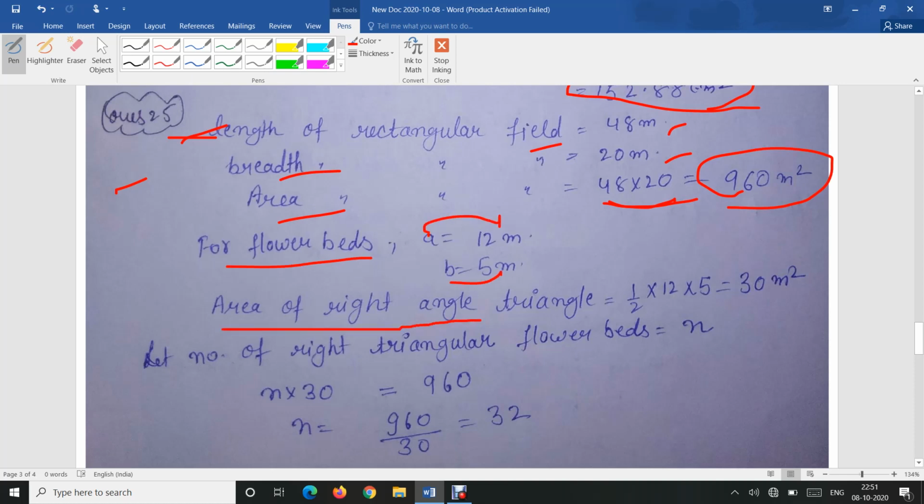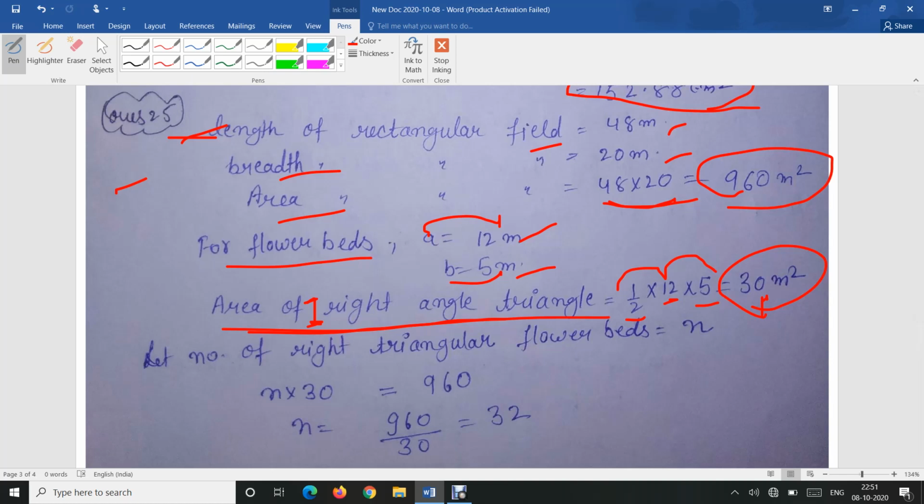You can apply the formula for the area of a right angle triangle, which is equal to half multiplied by A multiplied by B. So it will be half multiplied by 12 multiplied by 5, so it will be 30 meter square. Now this is the area of one right angle triangle, and you don't know how many flower beds will be required.